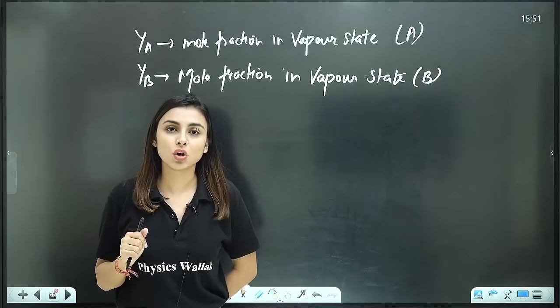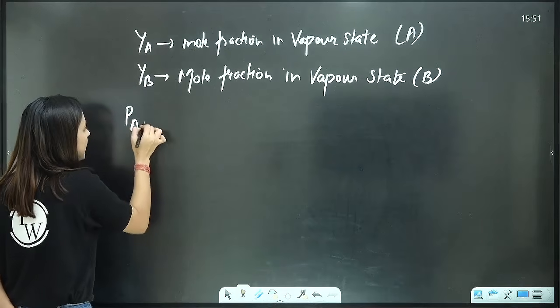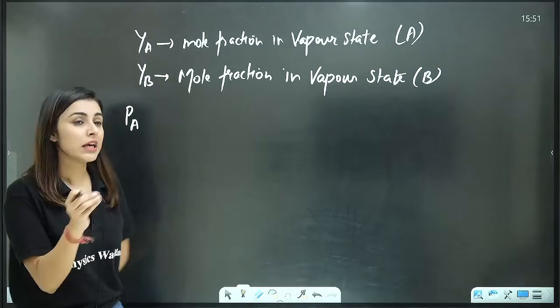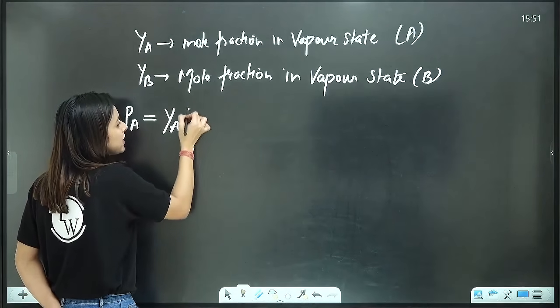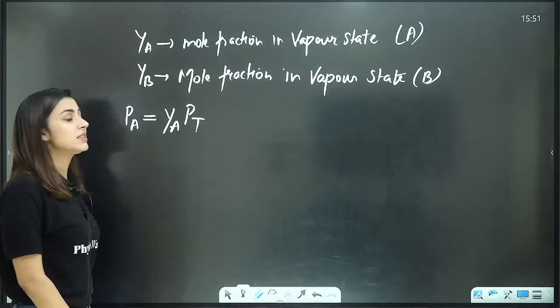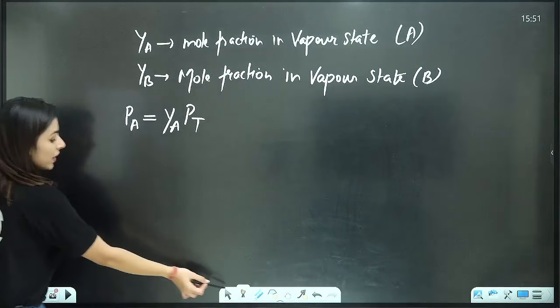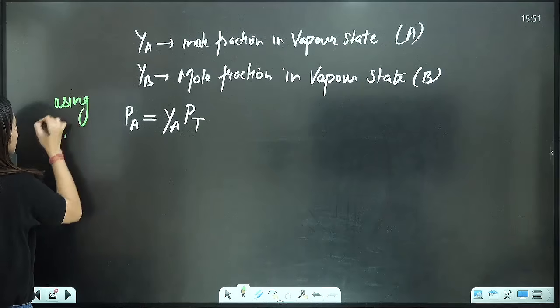What did Dalton's law say? Dalton said that the partial pressure of A in the vapor phase will be equal to the mole fraction of A in the vapor phase times P total. This was the expression by Dalton's law. So I can write it using Dalton's law.